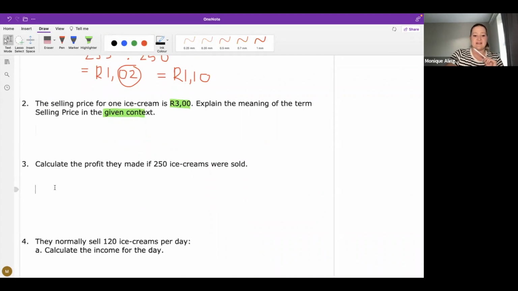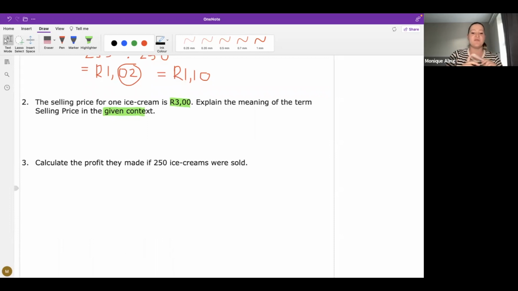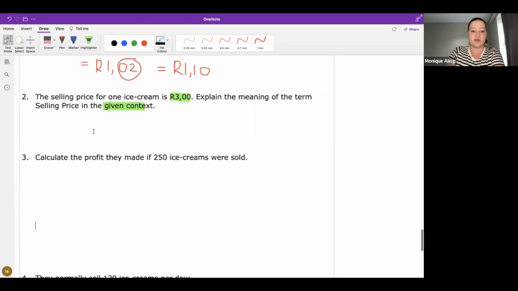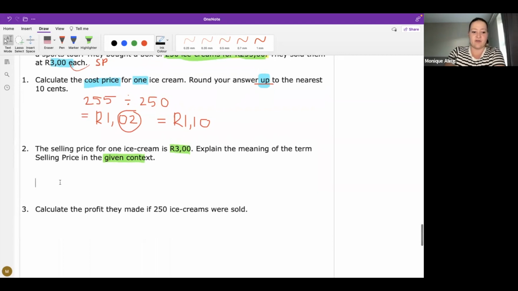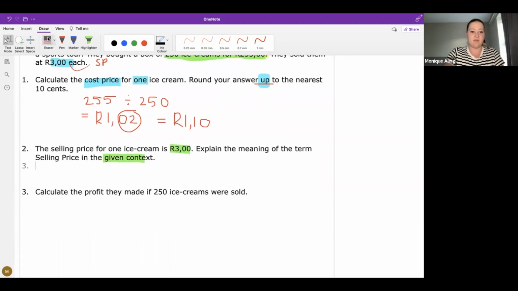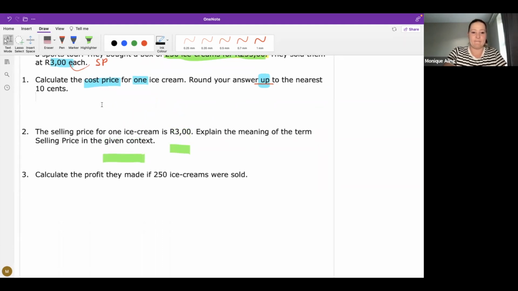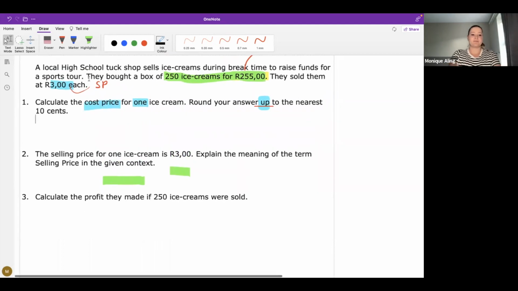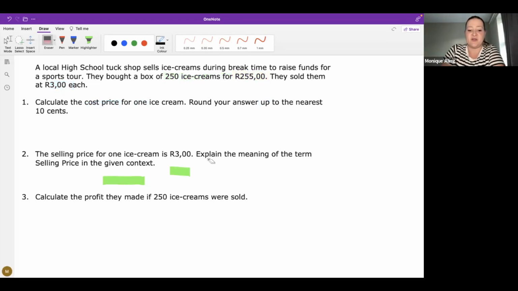Question 3. Calculate the profit they made if 250 ice creams were sold. So I don't know if I need to move up. Okay. So remember profit, there are two formulas. You need to decide which one you're going to use now for this question. And I want you guys to try it by yourselves quickly.